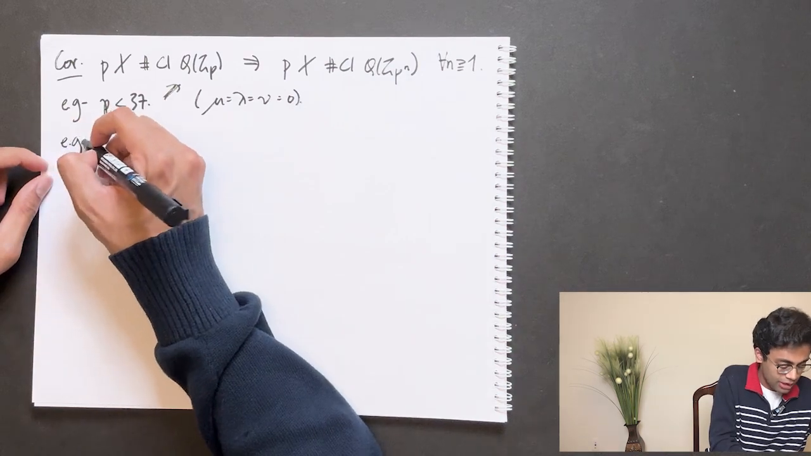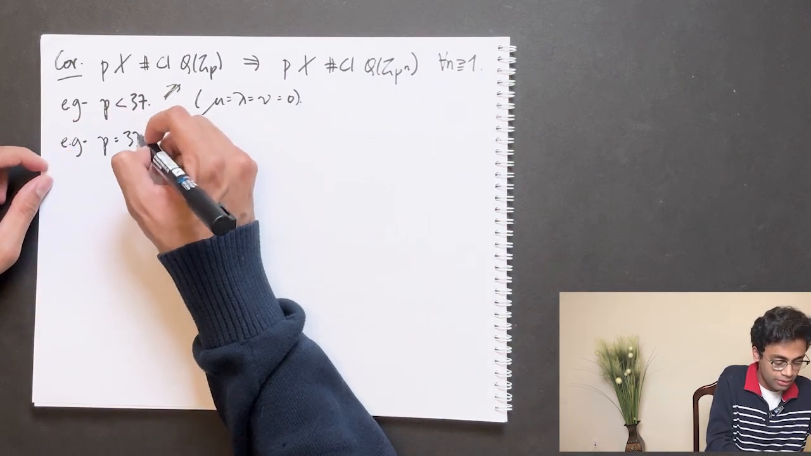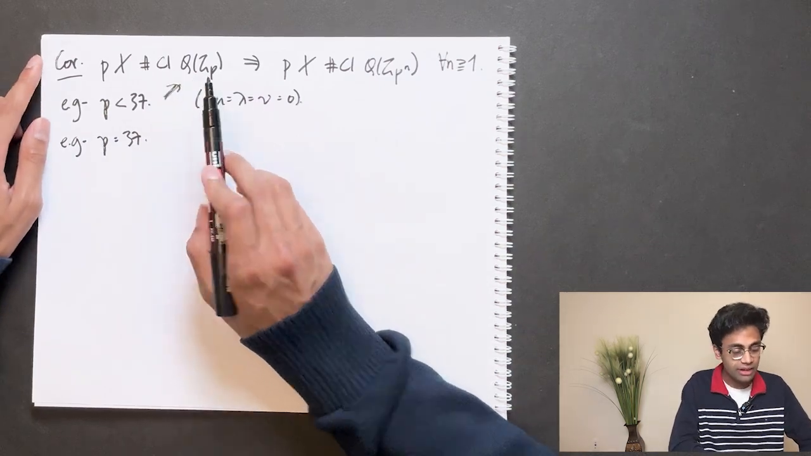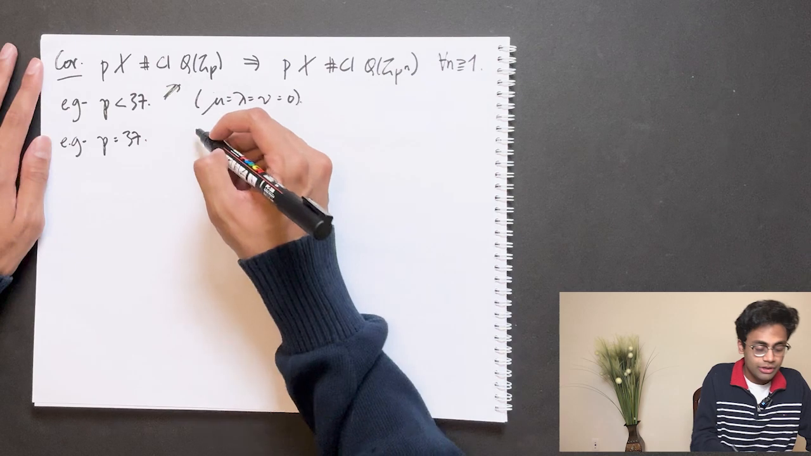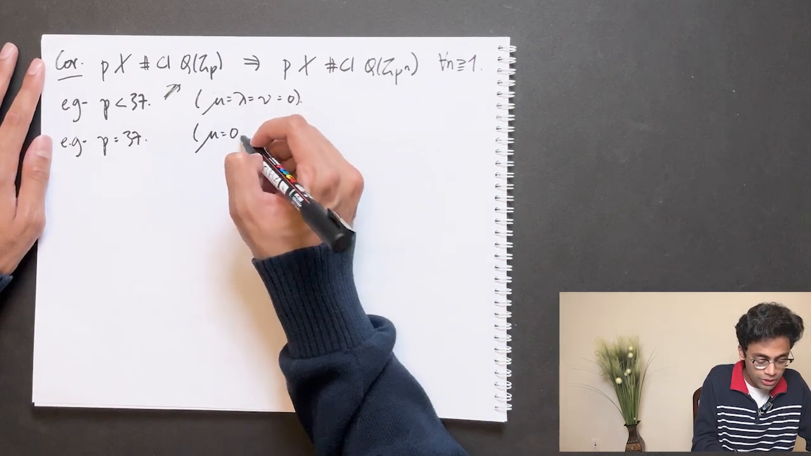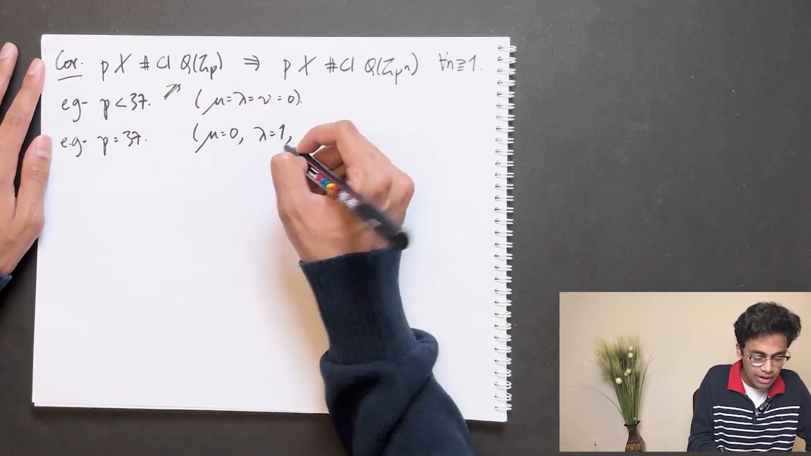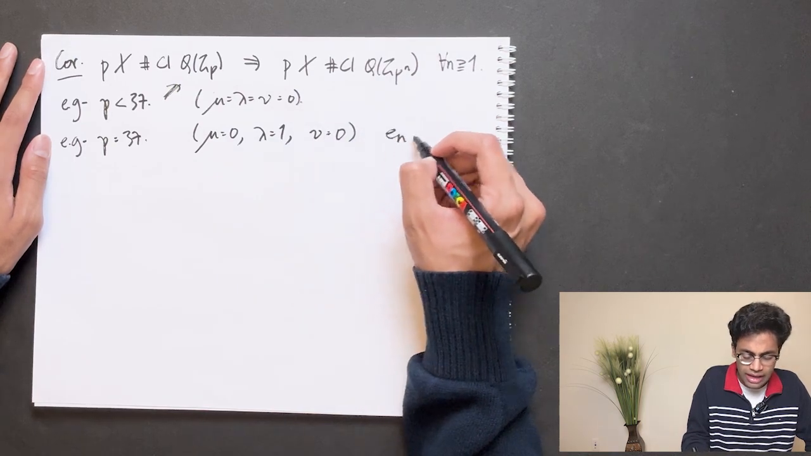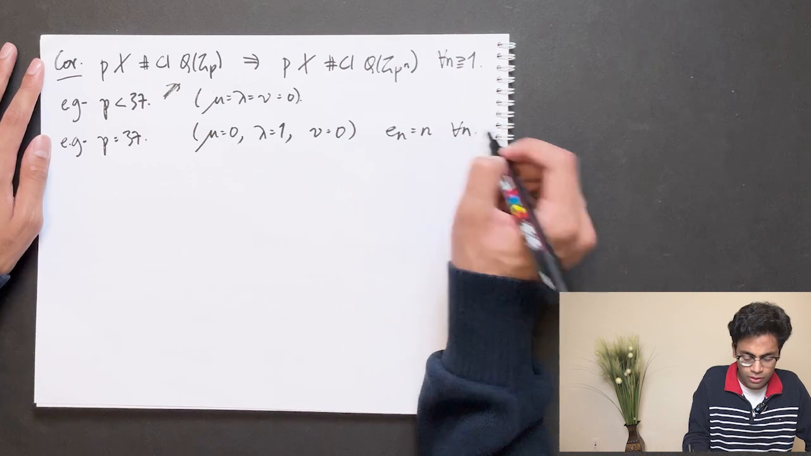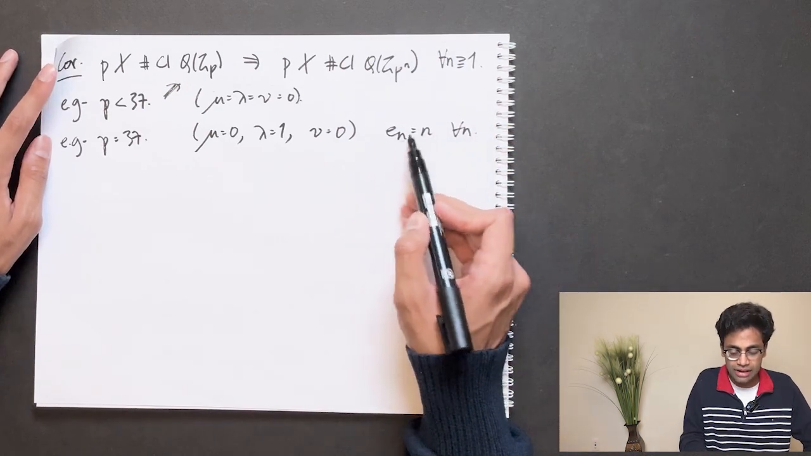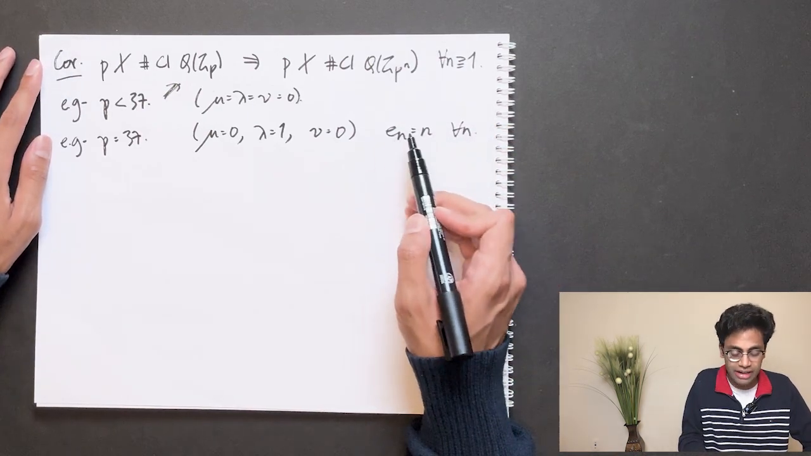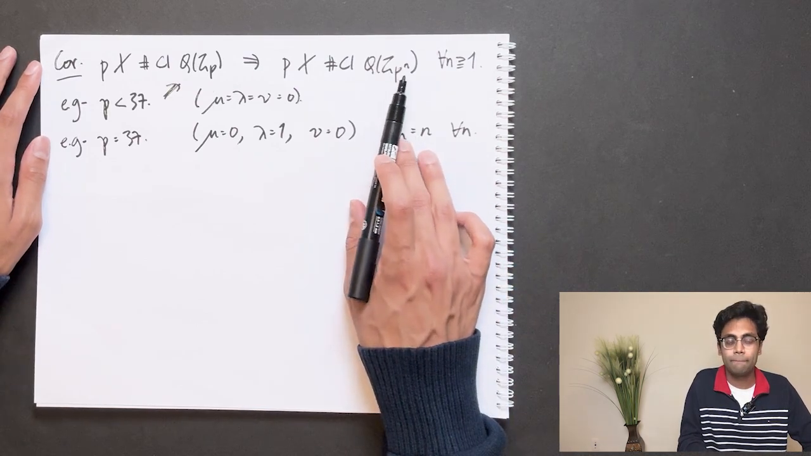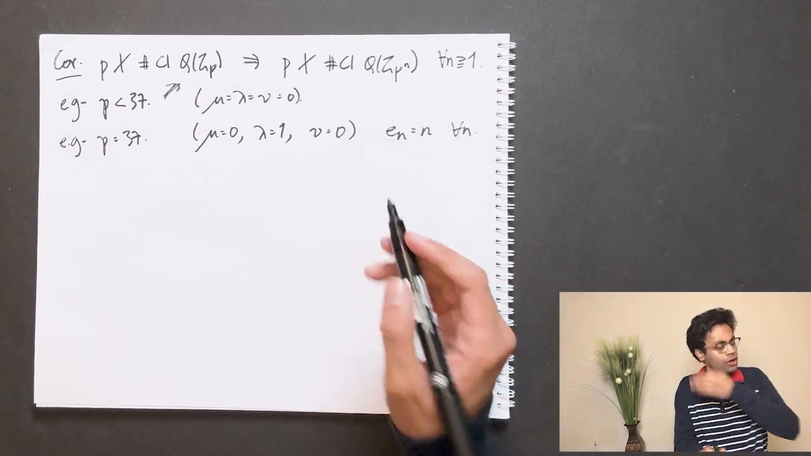Let's look at another example. Let's say p equals 37. What happens then? It turns out the class number of Q adjoin zeta_37 is 37. So in this case, one can show that mu is 0, lambda is 1, and nu is 0. In other words, e_n is n for all n. So e_n is the exact power of 37 dividing the class number of Q adjoin zeta_37^n. That's what this says.